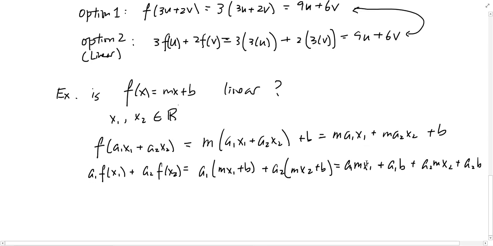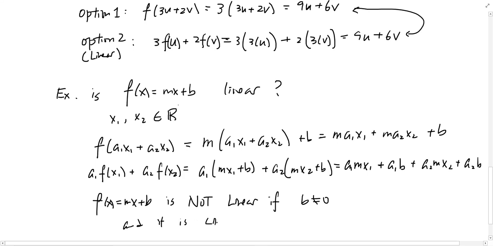So this function f of x equal to mx plus b is actually non-linear. It is not linear if b does not equal 0, and it is linear if b is 0 in this case.